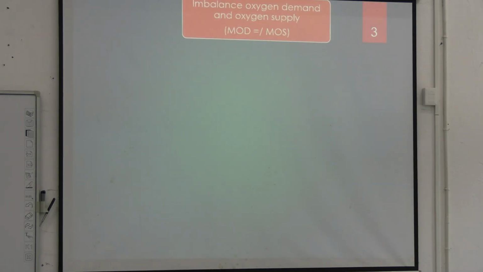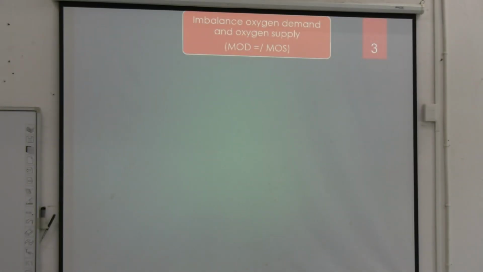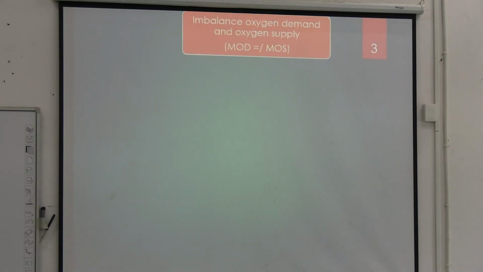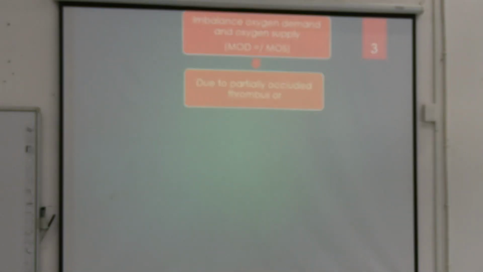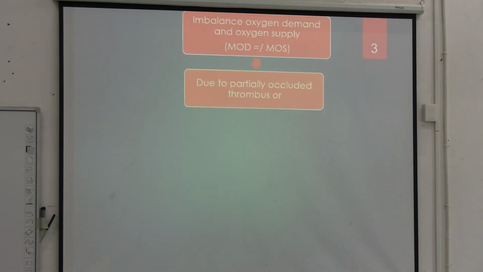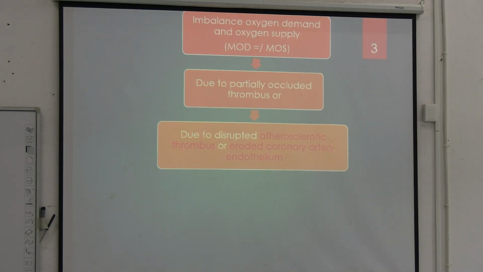So, what is ischemic heart disease? This is nothing but an imbalance between oxygen demand and oxygen supply. When cardiac muscle demand is more but supply is less, what happens? There is an imbalance between oxygen demand and oxygen supply due to a partially occluded thrombus, or due to a disrupted atherosclerotic thrombus or eroded coronary artery endothelium.